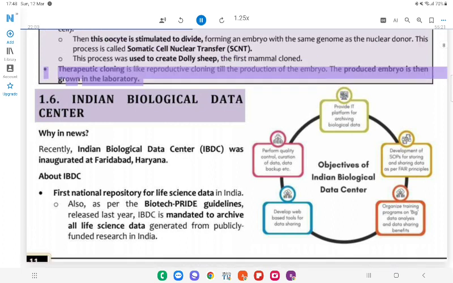Therapeutic cloning is like reproductive cloning till the production of the embryo. The produced embryo is then used in the laboratory.